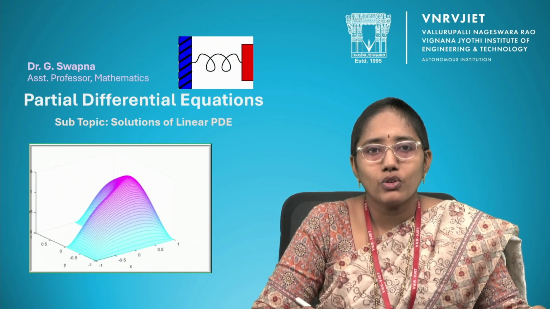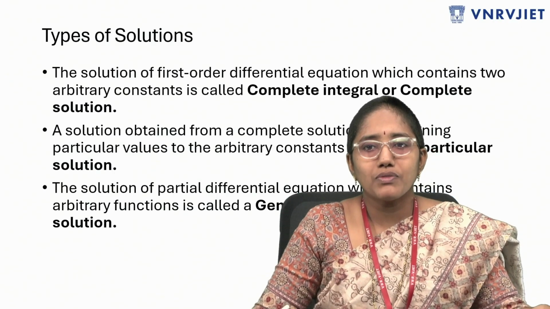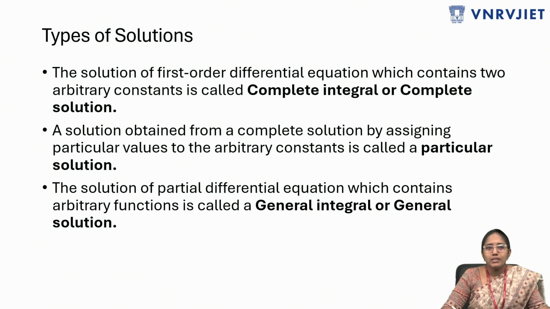In this lecture, we are going to start the solutions of partial differential equations. Here we have different types of solutions: complete solution, general solution, and particular solutions. A solution of a first order differential equation which contains two arbitrary constants is called the complete solution. A solution obtained from the complete solution by assigning particular values to the arbitrary constants is called a particular solution. The solution of a partial differential equation which contains arbitrary functions is called the general solution or general integral.